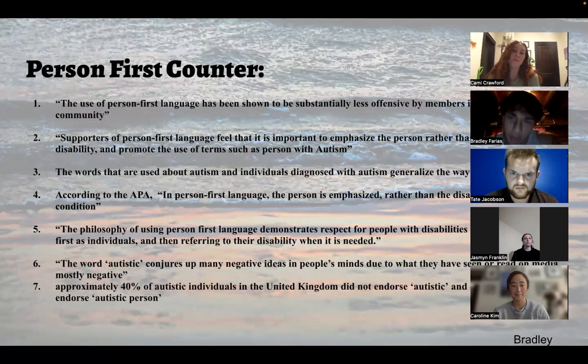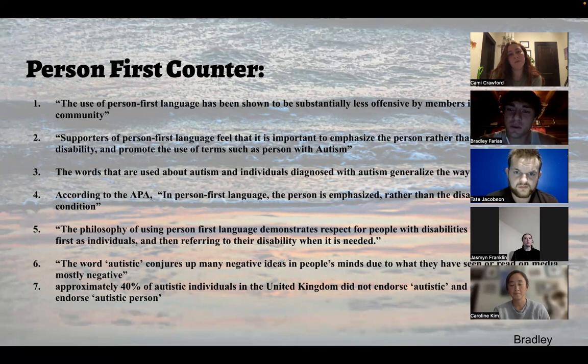The first one is, although I agree it is imperative that individuals are called by whatever name they find appropriate, both the ETL states that the use of person first language has been shown to be substantially less offensive by members of the autism community. This is something to consider, especially when referring to an individual or even addressing an individual directly.